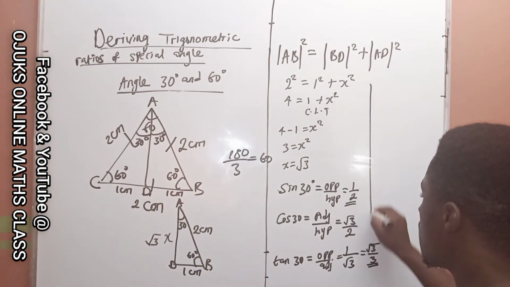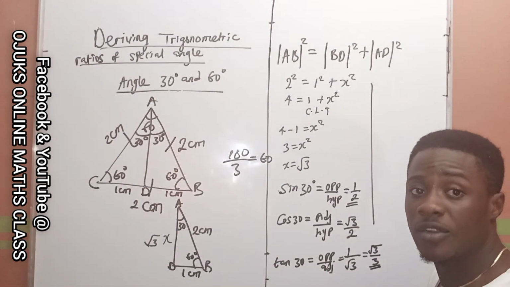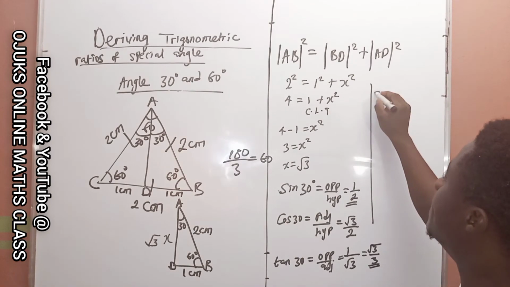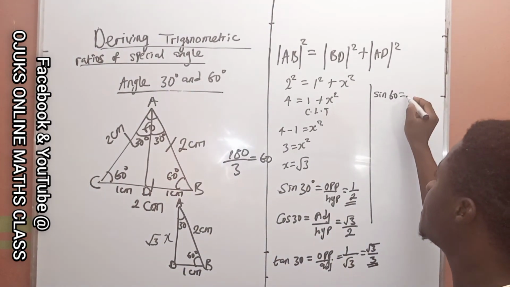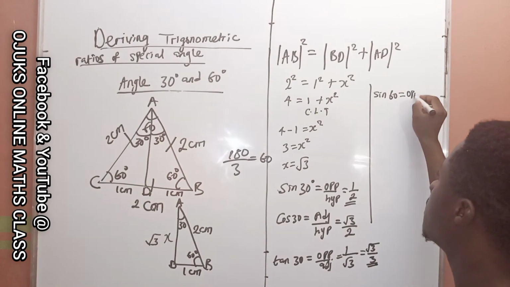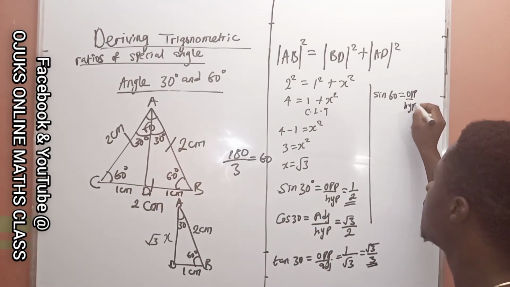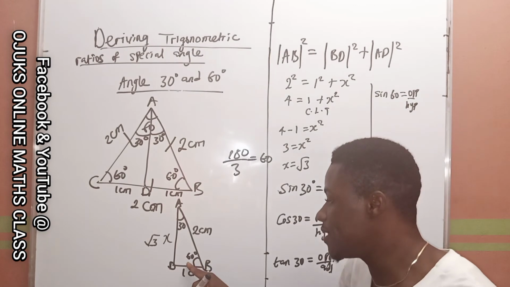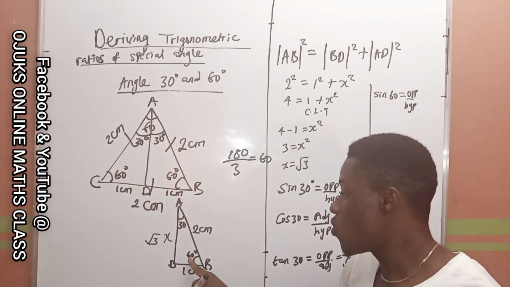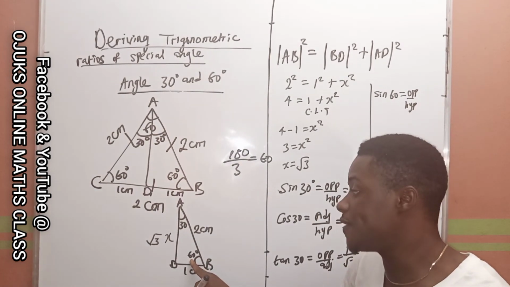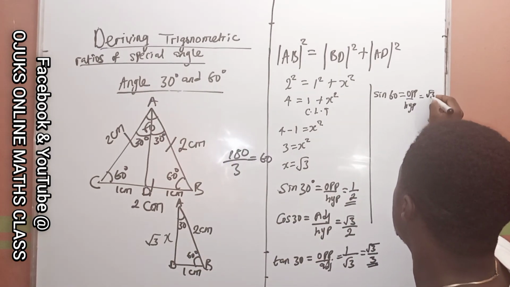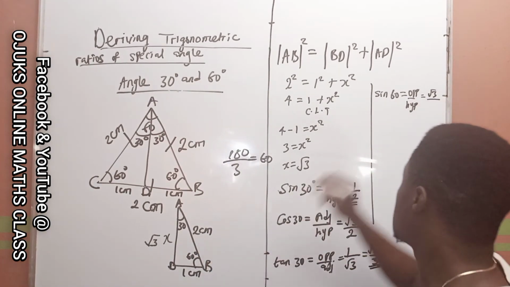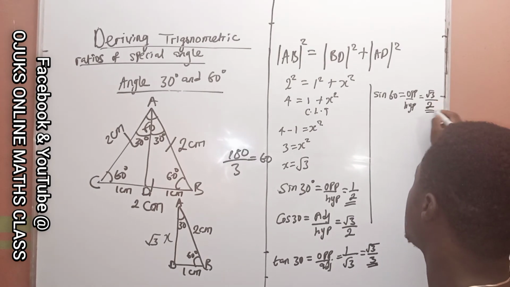From here as well, we can get the values of three ratios of 60. So sine 60, if you are to observe this right angle triangle, sine is equal to opposite over hypotenuse. So sine 60, what is the opposite of 60? Now we're going over to the angle 60 here. What is the opposite of 60? Opposite of 60 is root 3. So we have root 3 over, then hypotenuse is always 2, which is the longest side of a right angle triangle.